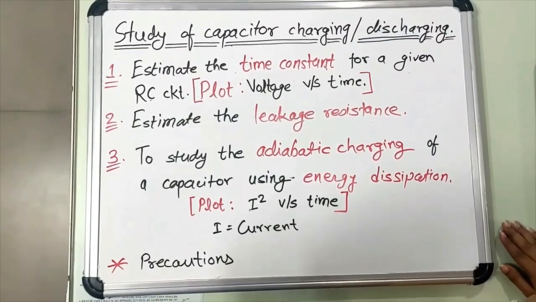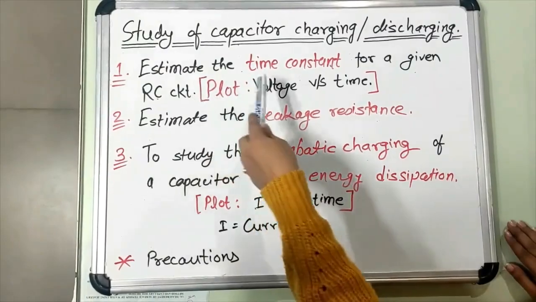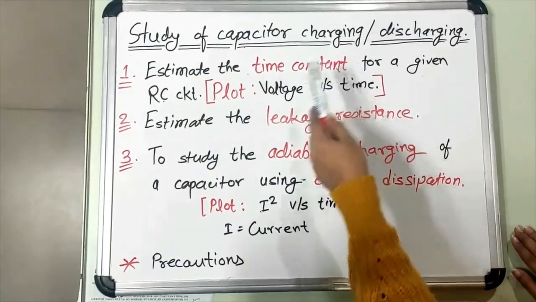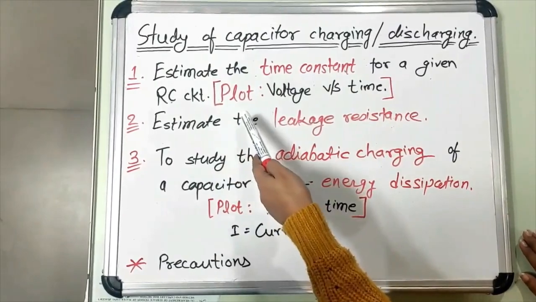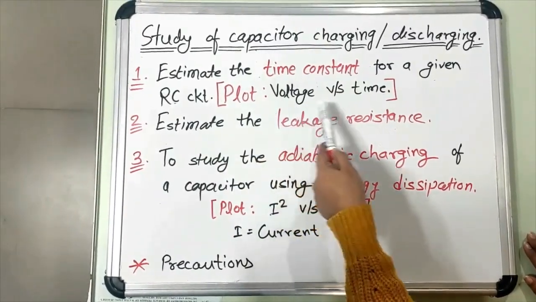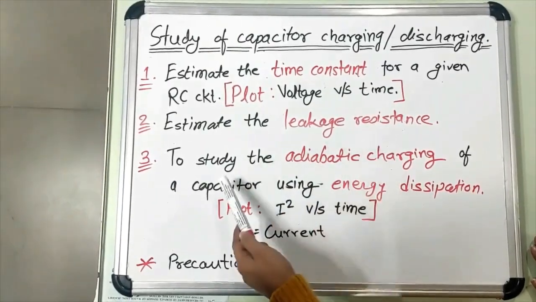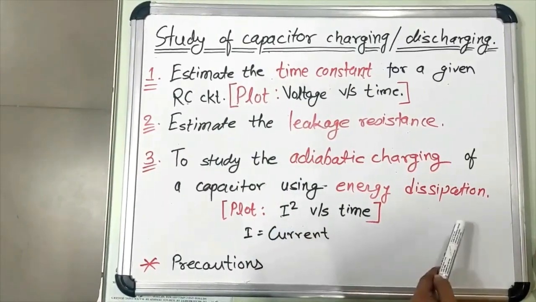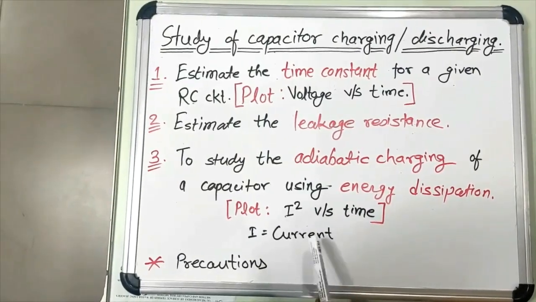Hello everyone. We are going to perform the experiment, the study of capacitor charging and discharging, and this experiment is divided into three parts. First is to estimate the time constant for a given RC circuit, and here we plot the graph of voltage versus time. Second is to estimate the leakage resistance, and third is to study the adiabatic charging of a capacitor using energy dissipation. In this we will plot I square versus time, where I is the current.